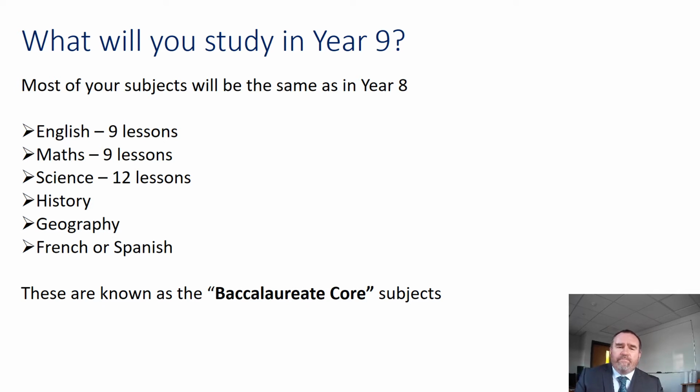History, geography, and then French or Spanish. I've said French or Spanish because some of you are studying Spanish, some of you are studying French, and you just continue with whatever language you're currently doing. So by the end of Year 9, you've really mastered that subject after a long period of study. Now, we call all of the subjects that are on the screen at the moment the Baccalaureate core subjects, to reflect the fact that they're compulsory. Everybody studies these. These subjects give you a broad base of knowledge that every student needs to be successful further up the school and in life, in fact.